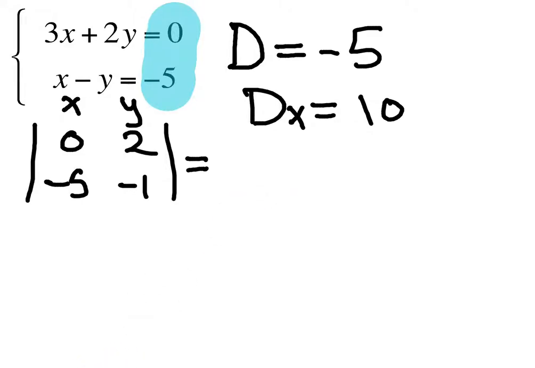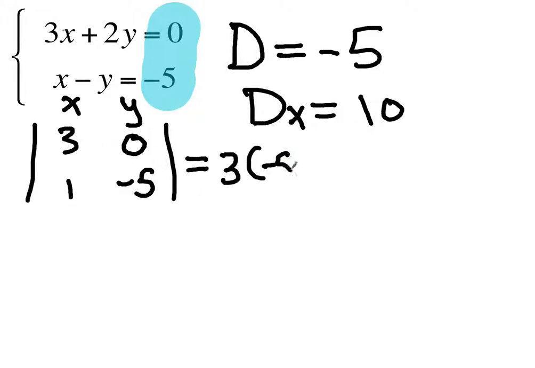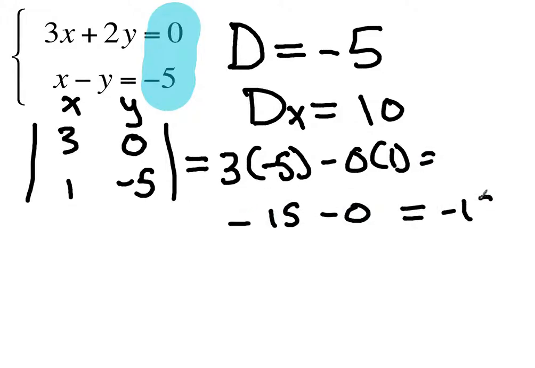Let me erase this and put back the x values, 3, 1. To find dy, you erase the y values and replace them with the constant matrix, 0, negative 5, and we find the determinant of that. 3 times negative 5 minus 0 times 1 is equal to negative 15 minus 0, or negative 15. So dy is equal to negative 15.